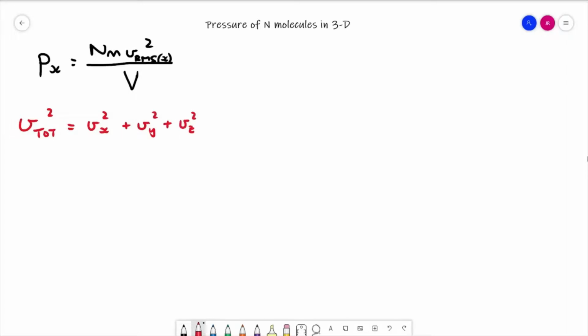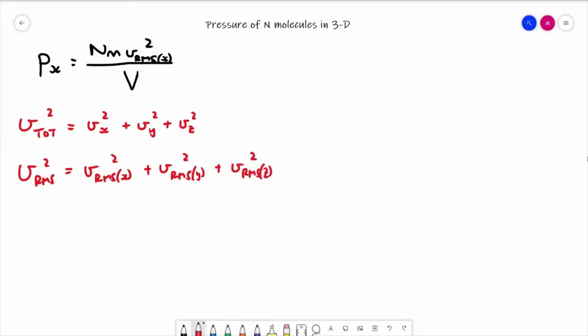Now, of course, while that works for one molecule with 3 different components, it also works when we're looking at RMS as well. So we can say that VRMS squared is equal to the RMS in the x direction squared plus the RMS in the y direction squared plus the RMS in the z direction squared.